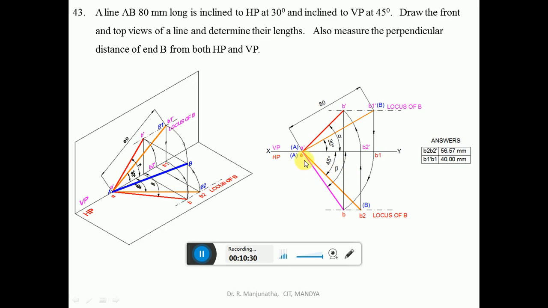So we have to take the top view true length. The top view true length is AB2. You project AB2 to the front view. A is on HP, so you get A dash, and B2 should also be on HP, then only the line will be parallel. So you project from B2 to the XY line so that A dash B2 dash is parallel to HP. That is what we have shown here, A dash B2 dash, which is parallel to HP when you look from the front view.